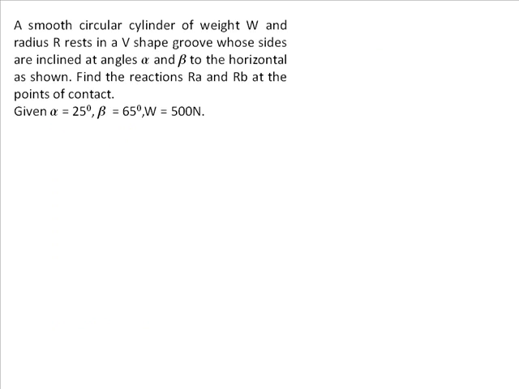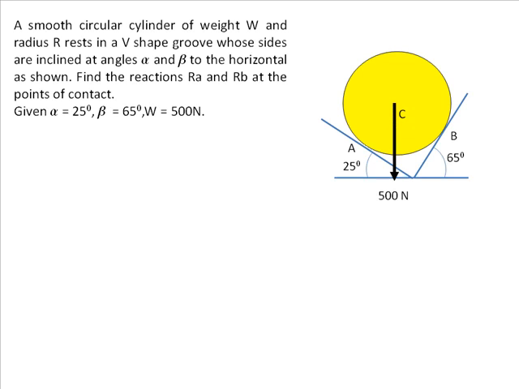We have a smooth circular cylinder of weight W and radius R resting in a V-shaped groove whose sides are inclined at alpha and beta to the horizontal as shown. Find the reactions Ra and Rb at the points of contact. See, here's a cylinder in a groove, and the angles of inclination of these walls are given, alpha, beta, 25 and 65. And the weight is given as 500. This much information is given to us. And what is asked? The reaction at contact point A and the reaction at contact point B.